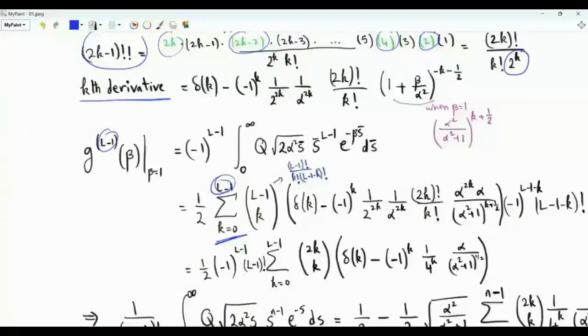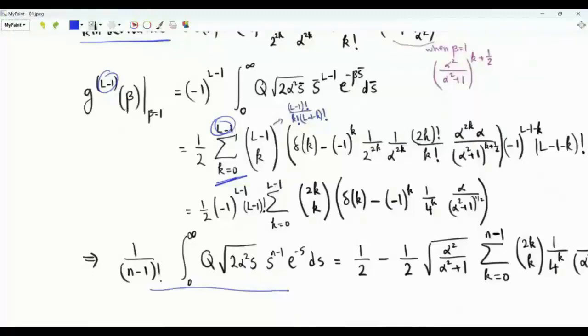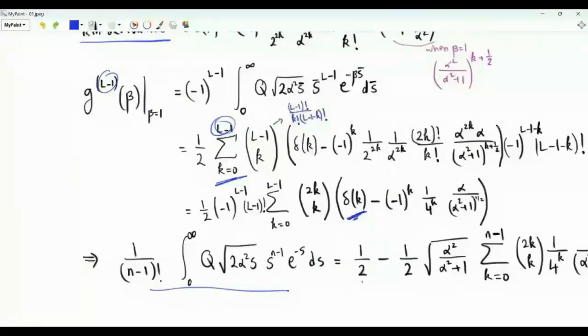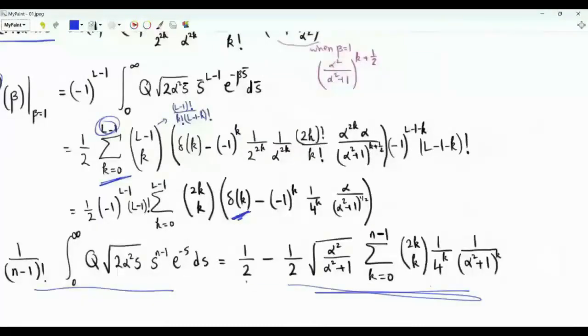If we are differentiating l minus 1 times, then we put here l minus 1 choose k, and then we put the derivatives, the kth derivative of one of the functions and the l minus 1 minus kth derivative of the other function. The integral we are interested in, replacing big L by small n, is given by 1 half, which comes from this term here, and then we have this expression, one of the sums we are interested in. This quantity here is the probability that the random variable z is less than or equal to 0.